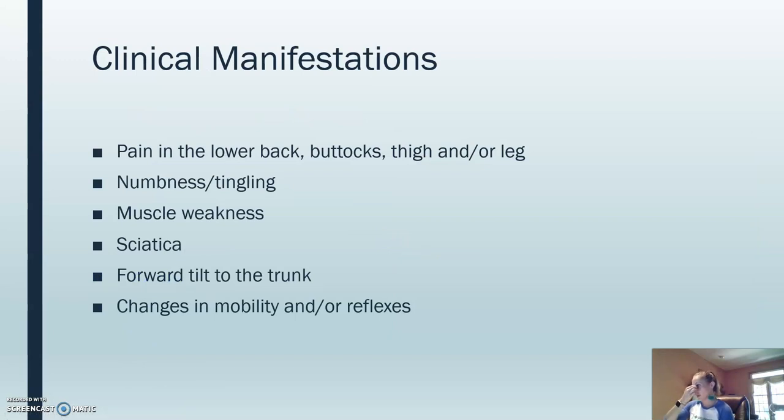So pain is the number one complaint. Usually it's in the lower back, although it can be in the neck, and sometimes it can radiate down the legs. The person may complain of numbness and tingling, muscle weakness, some sciatica, which kind of feels like an electric shock going down the leg. They may have a forward tilt to their trunk to try to relieve some of the pressure. And you'll see changes in mobility.